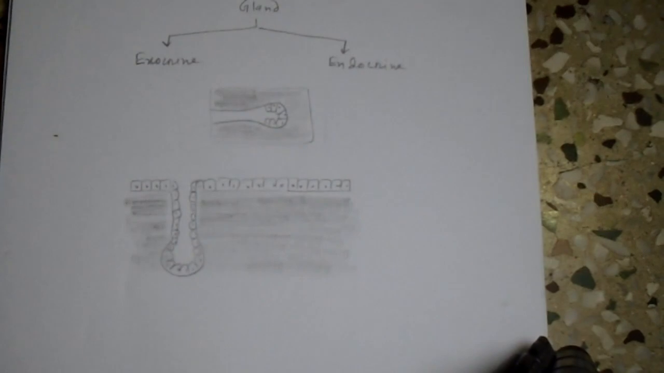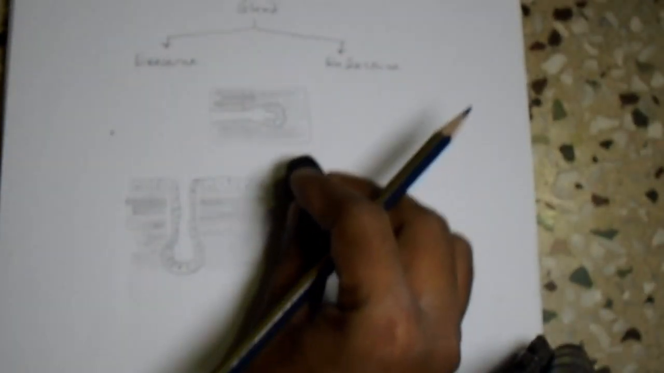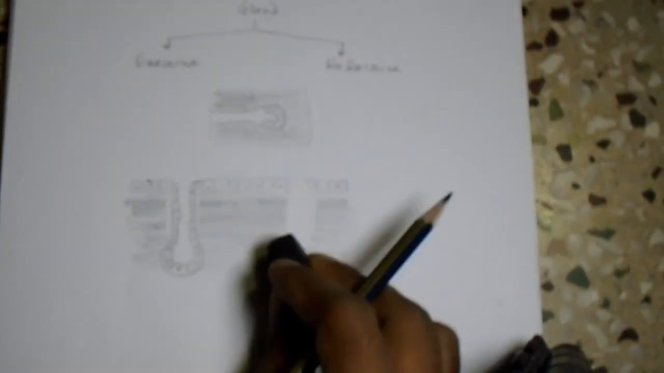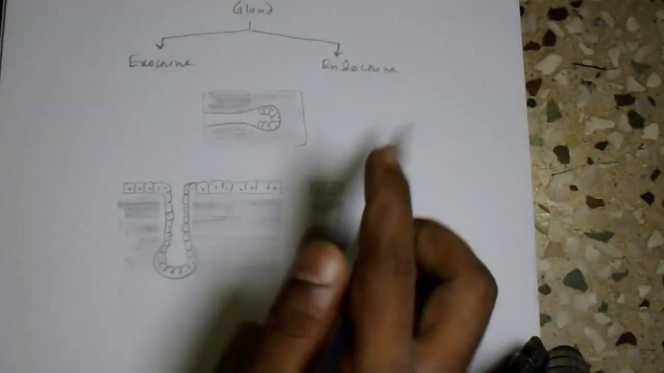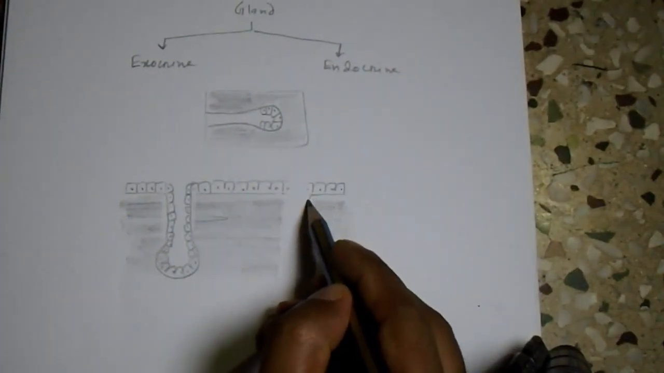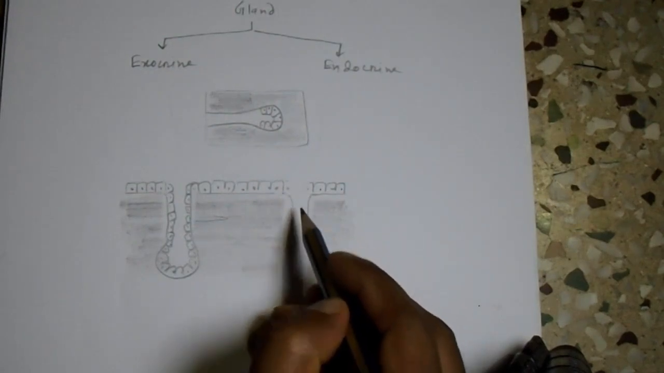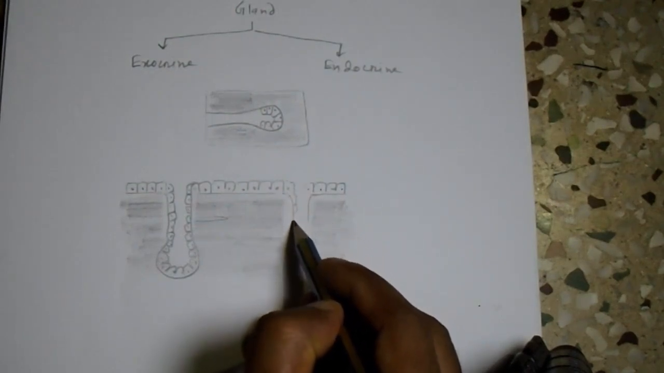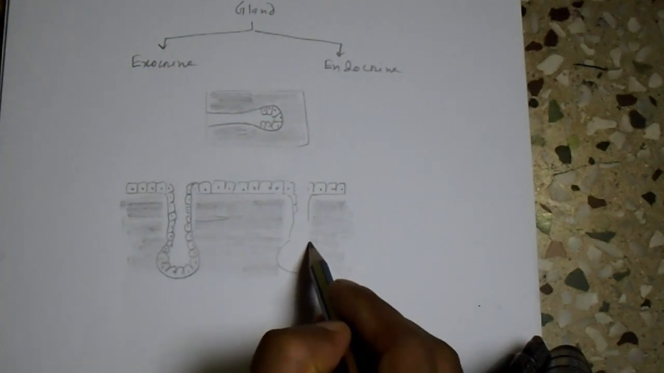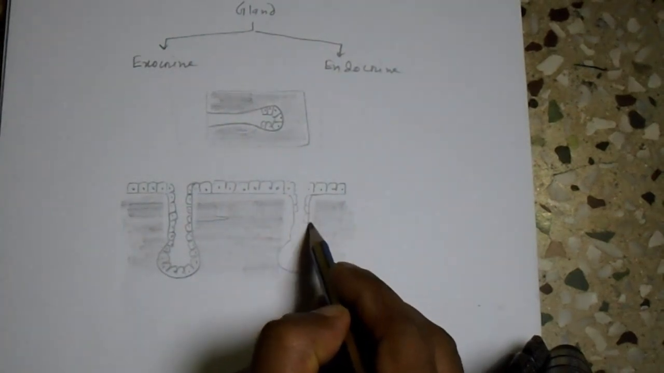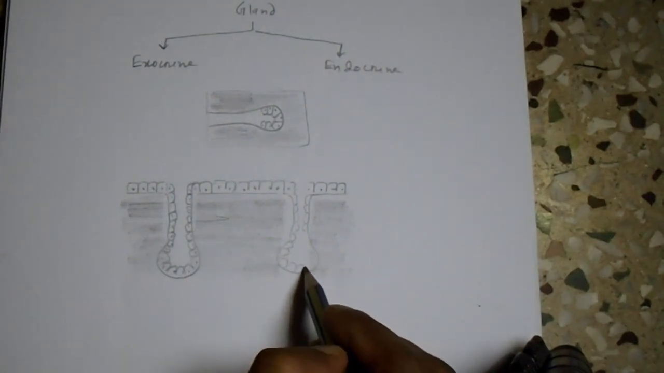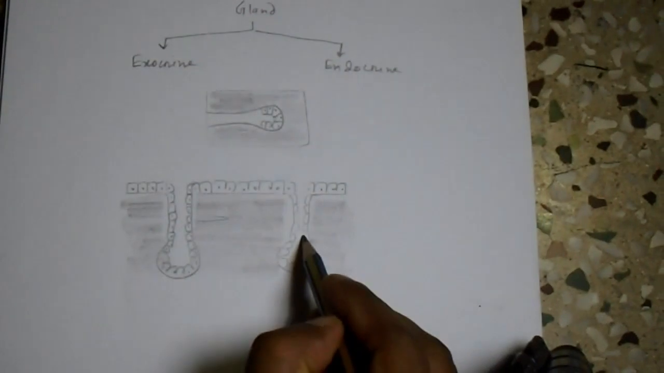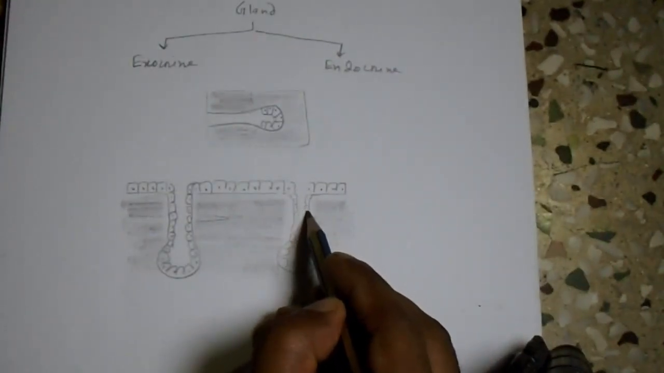On the other side, we will draw another cell proliferation which goes deep into the connective tissue, in this manner, and they will form this structure. Every cell should have its nucleus.